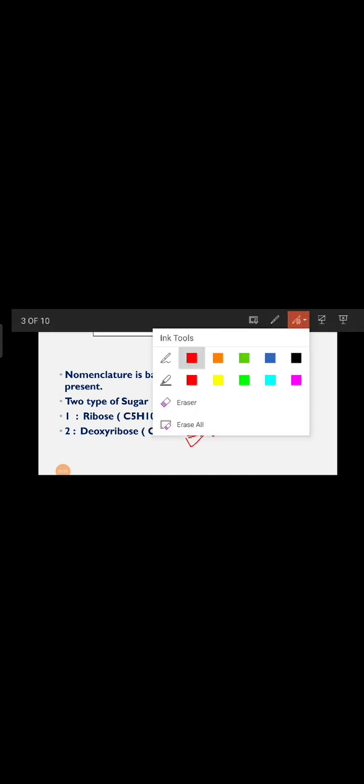In case of their types, there is a sugar. If we talk about which type of sugar is there, there are two types. Either it may be ribose or it may be deoxyribose. There are two types of sugar. Ribose has 5 oxygen, deoxyribose has 4 oxygen.